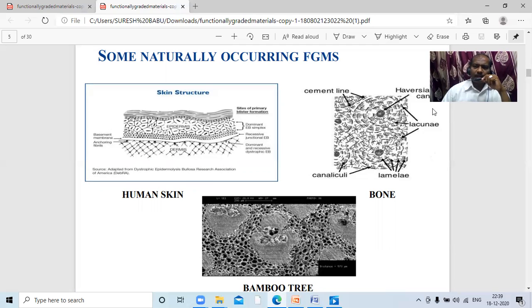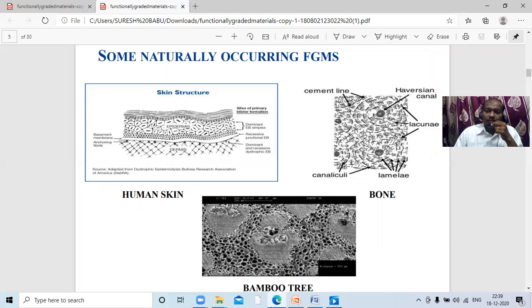Coming to this one, bone. Bone is the toughest part in the body. It also has different types of patterns. It's called cement line, Haversian canal, lacunae, lamellae, canaliculi. These are the examples to emphasize that different types of structures are available for FGM materials.